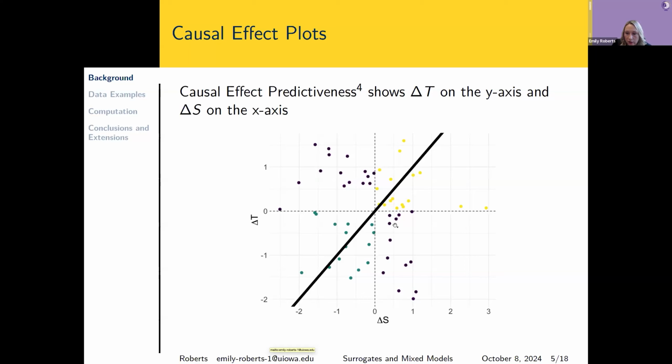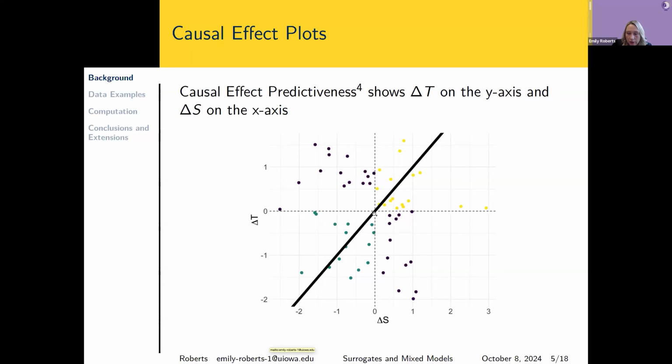So if we think about an ideal case, we'll be thinking about this upper right-hand quadrant. If we had some individual who had some positive effect for the treatment on the surrogate, they would have some positive value for delta S. And similarly, for the true outcome, if they have some positive improvement under the active treatment, they would have a positive value of delta T. So we would have individuals falling in this quadrant. We can also think about a situation where the treatment had no effect, where delta S and delta T are both equal to 0, and those individuals would be falling right around the origin.